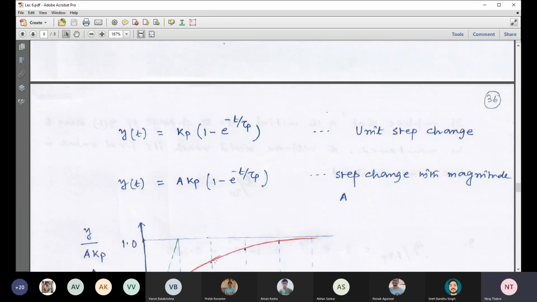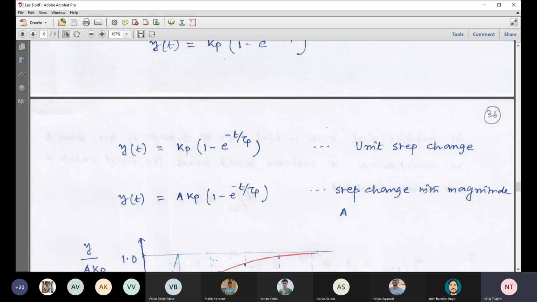Now let us come to this dynamic response, how it looks like. So from this, we can start with this expression, yt equal to A Kp into 1 minus e to the power minus t by tau p. So first thing is that we can represent this equation again in dimensionless form. That means I can write y by A Kp in the left hand side equal to 1 minus e to the power minus t by tau p.